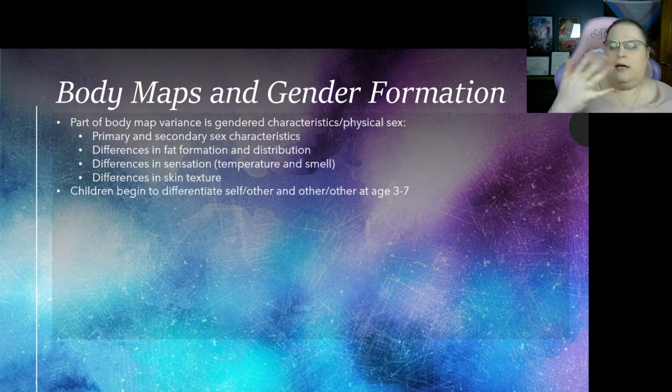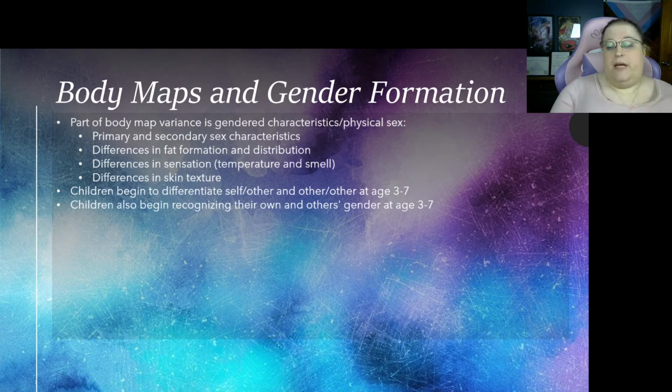They begin, typically around the ages of 3 to 7, to understand this and to learn how different people differ from themselves and from each other. This is also when children begin recognizing their own and others' gender. This is when children start being able to say, "I'm a boy, I'm a girl, that's a boy, that's a girl," and so forth.